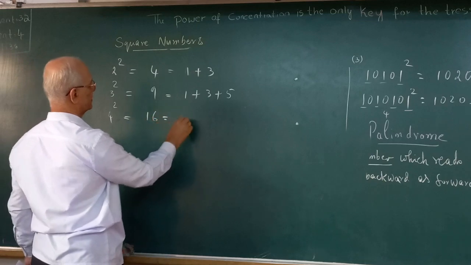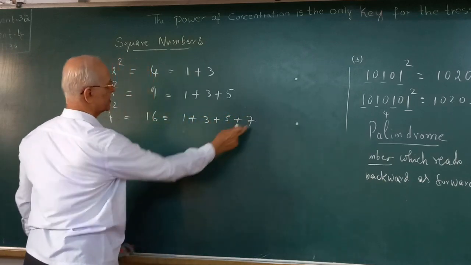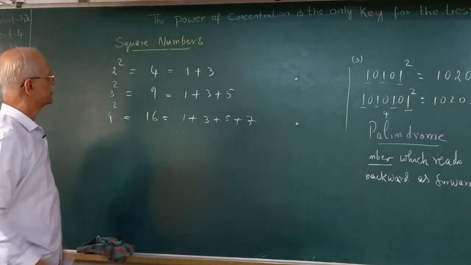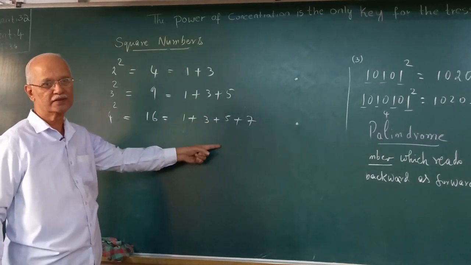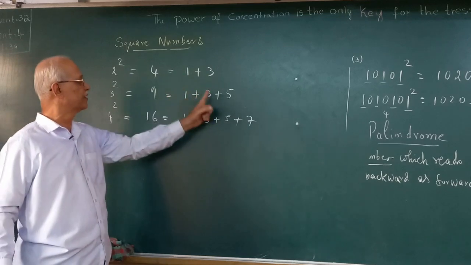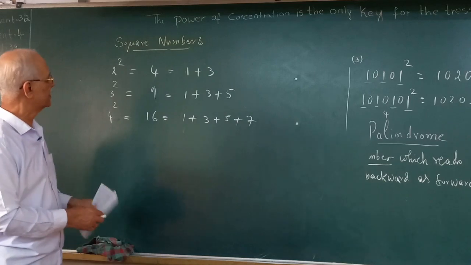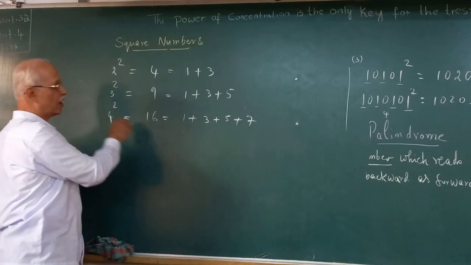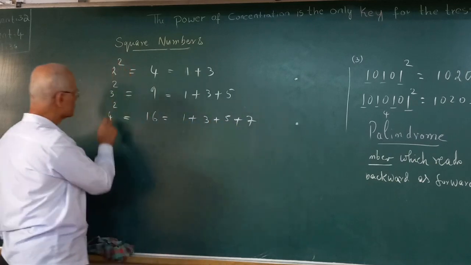This is 1 plus 3 plus 5 plus 7. If you add all, you will get 16. What are these numbers? They are all odd numbers. Odd numbers, you see, 1, 3, then 1, 3, 5, then 1, 3, 5, 7. The sum of these odd numbers is the square of, how many numbers are here? 1, 2, 3, 4, 4 squared.